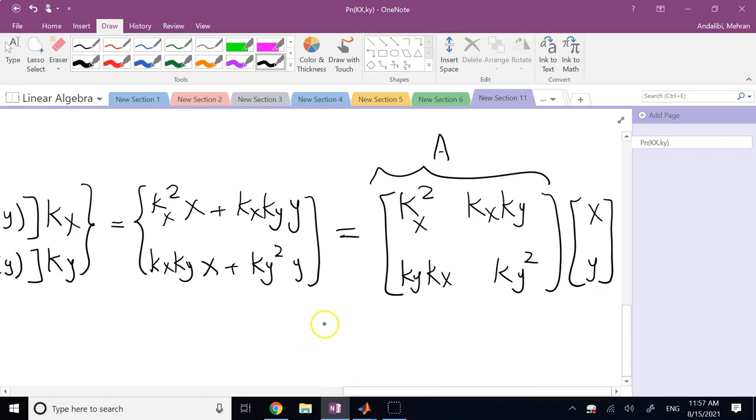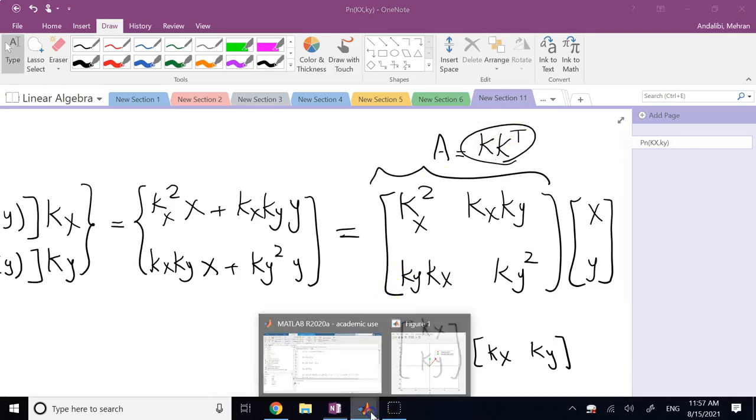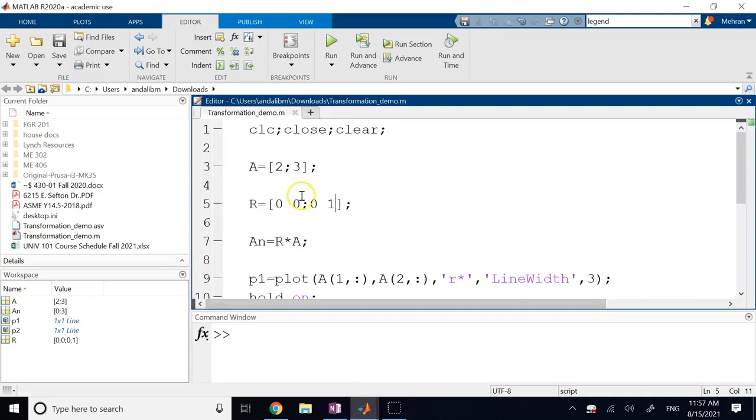Remember that k itself is kx and ky. Can I write this in terms of that? Yes. If k is written as a column vector, what you need is k times k transpose, right? Because k itself is kx, ky, and k transpose is kx, ky like this. So what you need is k times k transpose. That's what your matrix is.